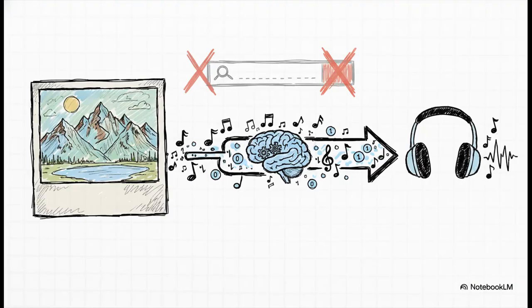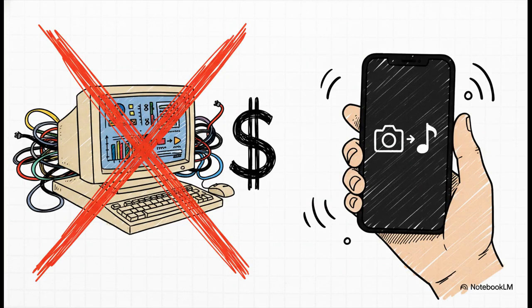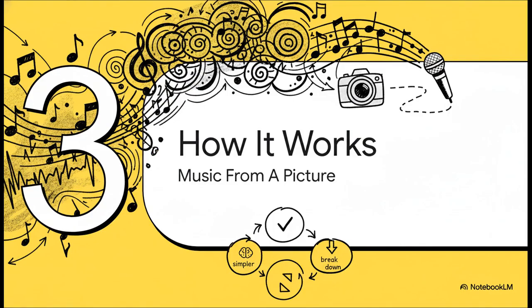So here it is, the game-changing idea. Forget keywords and genre filters. Imagine taking a single keyframe from your video, a dramatic landscape, a busy city scene, an emotional close-up, and just having an AI analyze that picture to compose music that perfectly matches its mood and style. Now, what's really cool about this is how accessible it is. We're not talking about some complex, expensive desktop software. This is a tool you can use right from your smartphone, which makes it absolutely perfect for creating content on the fly.